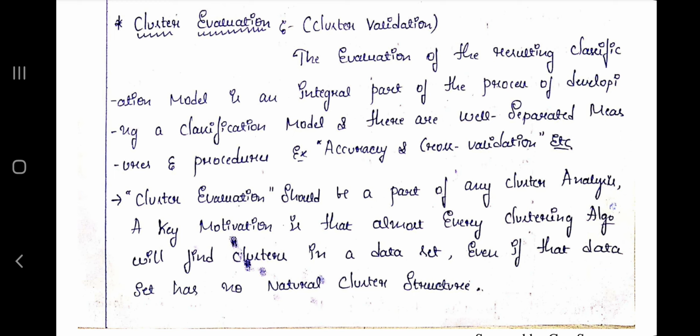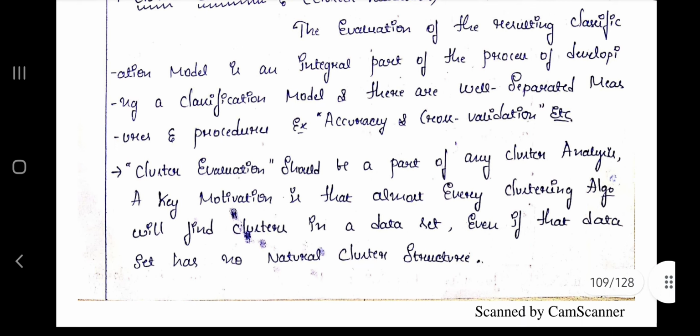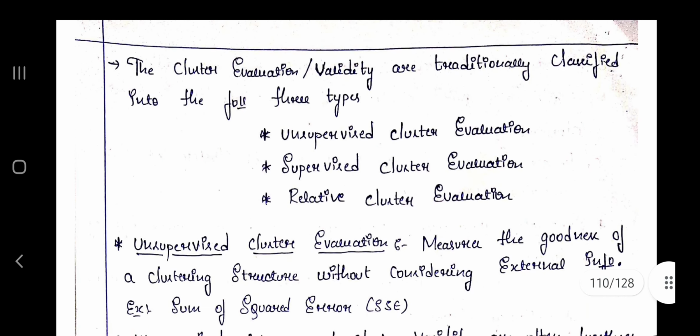By the name itself you can understand, cluster evaluation means how well the cluster is, how better the cluster is, and how nice the cluster is, right? That's what the cluster evaluation is, whether it is an acceptable cluster or an unacceptable cluster, that's what you are evaluating or computing. That's the first key point you have tried.